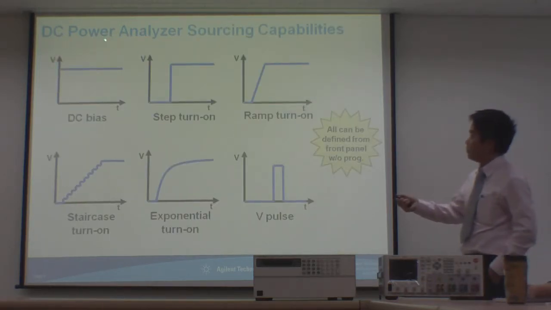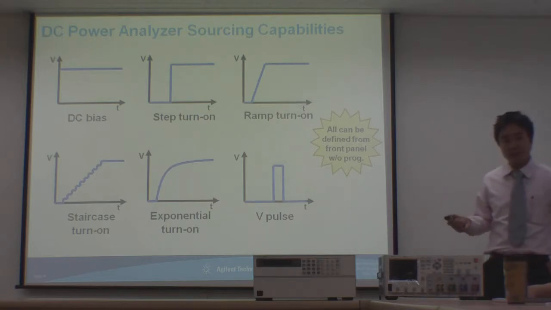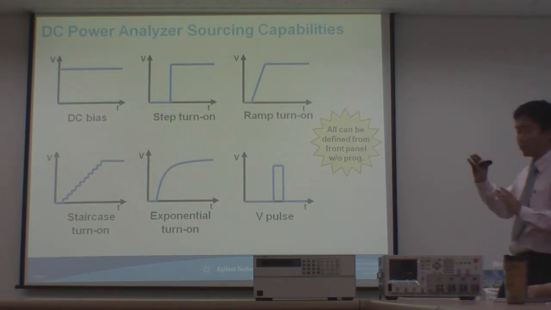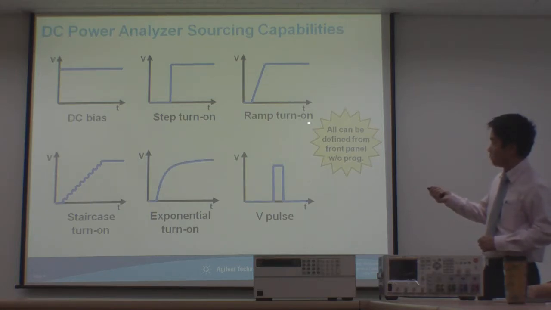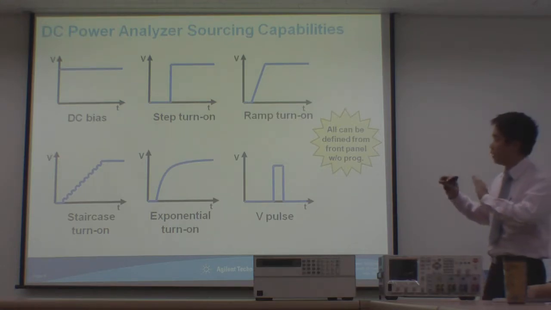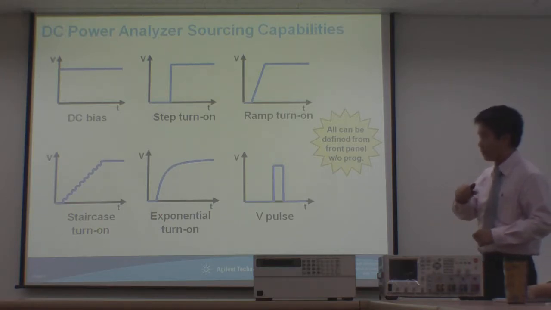And here's some examples of the sourcing capability. A lot of these are from the arbitrary waveform generator. These are predefined functions that you can just set parameters to, and it will come out on the terminals. So you have your basic DC bias, and you have things like turn on, ramp turn on, staircase, exponential, and a pulse. If you need any kind of waveform similar to this, it's already predefined for you, and you can just set the parameters.